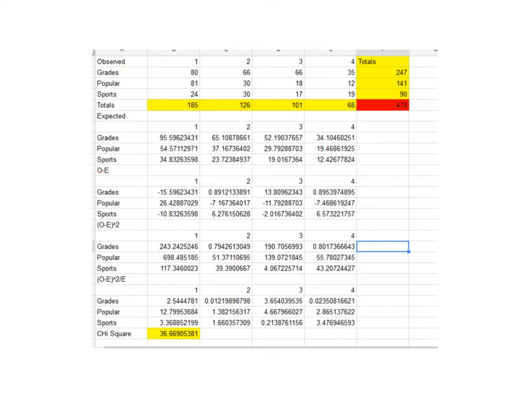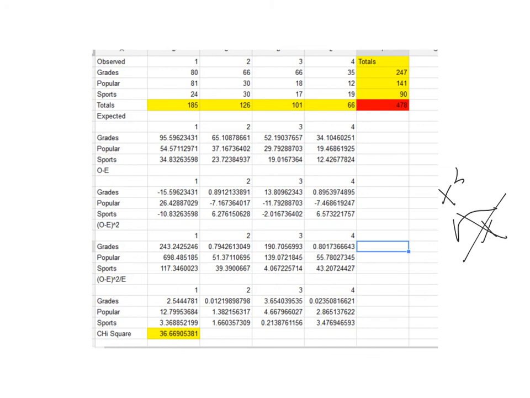Then the next step is to subtract the observed and the expected. So I did observed minus expected, and I did that for each of these cells, came up with that. Then I squared each of those differences. So I took negative 15.59, whatever, and squared it, got that. Notice that's raising to the second power, not taking the square root, okay? People get confused with that sometimes.